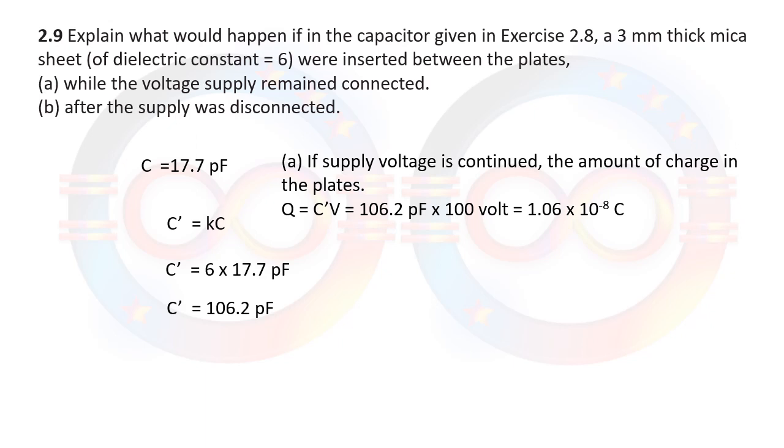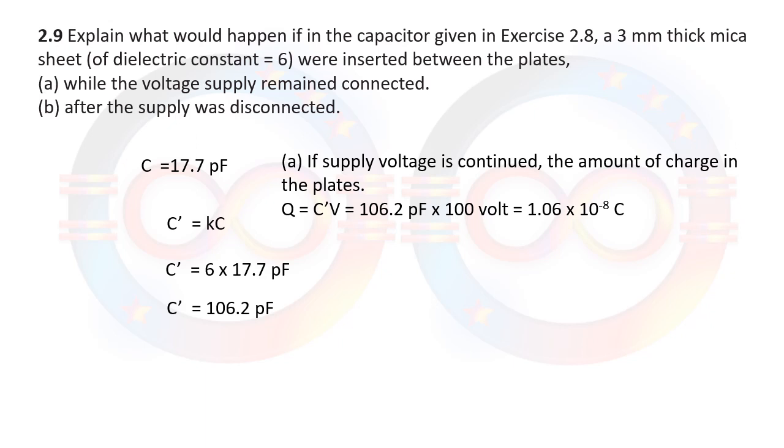If the voltage remains connected, which we are going to take in condition A given in the question, the charge Q would be increasing because the capacity is increasing. Now it is able to hold or accumulate more and more charge. So when the capacity increases, the charge increases and accumulates on the plates because the voltage remains connected. So the new charge will be C dash V. C dash is 106 picofarad and 100 volt. After multiplying, it will be 1.06 into 10 raised to minus 8 coulomb.